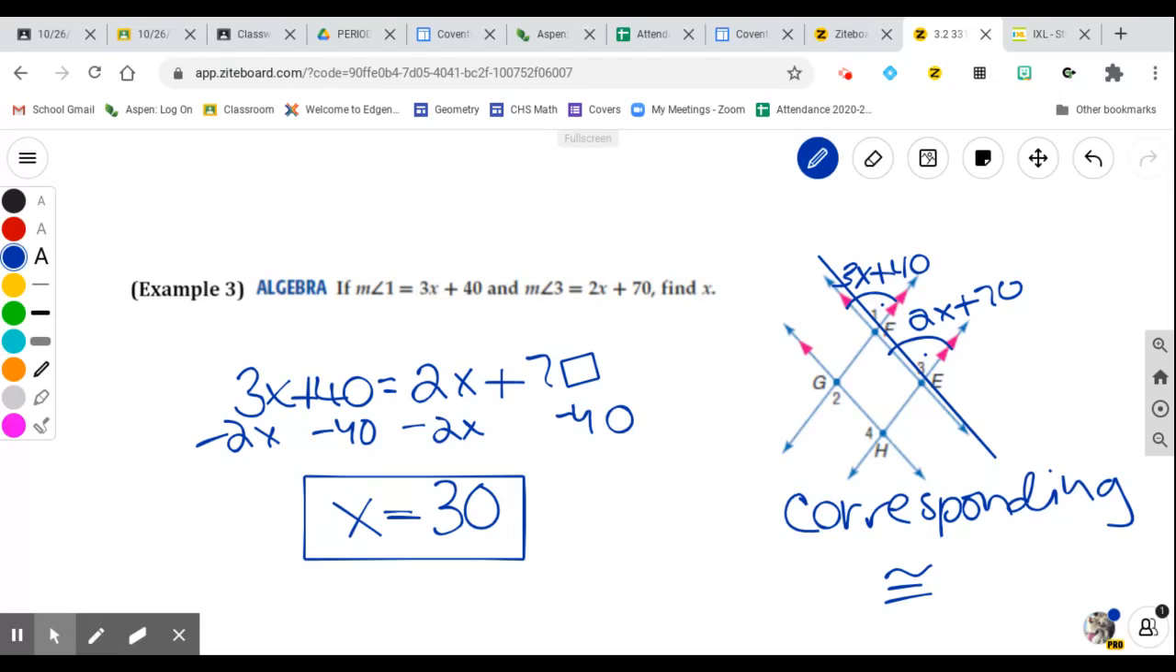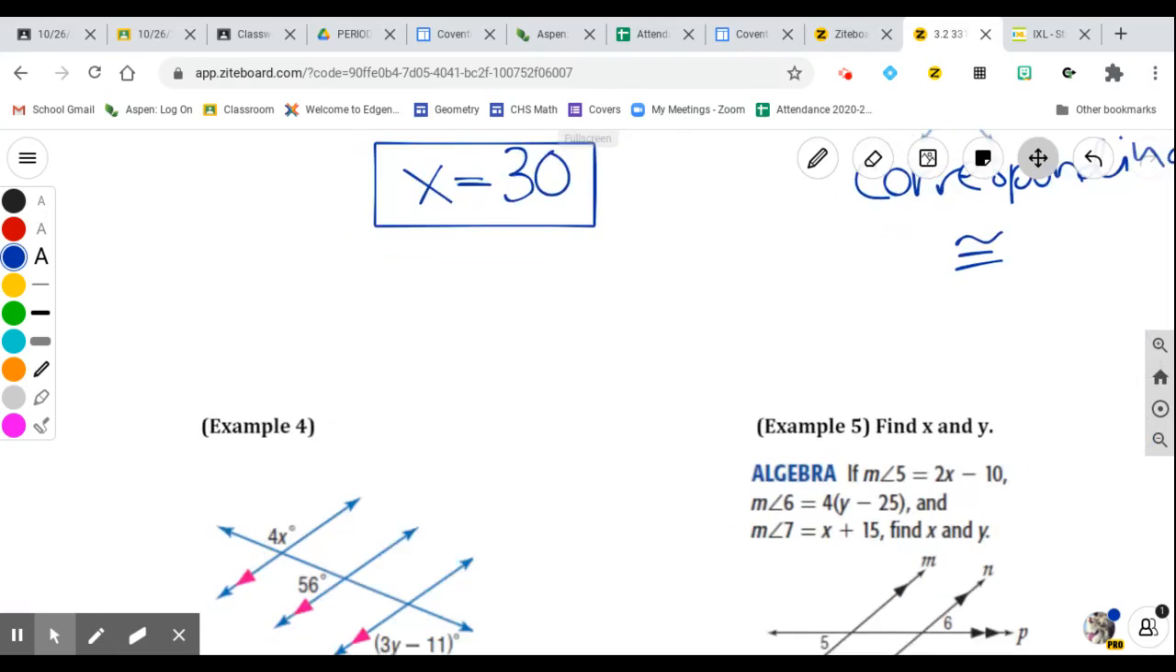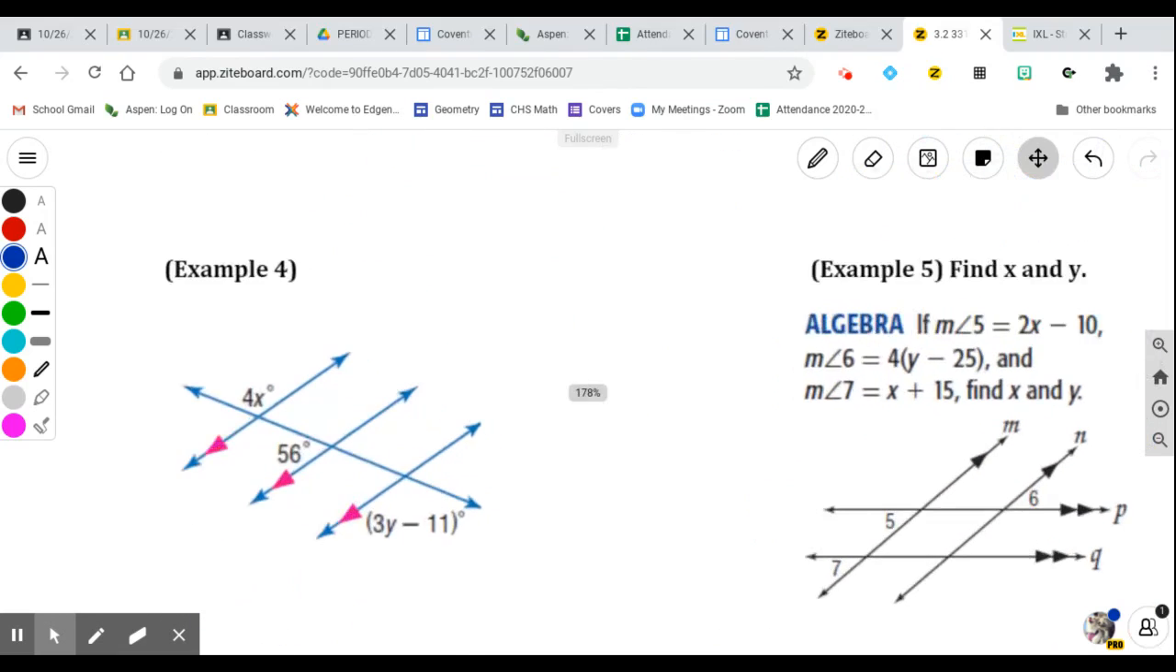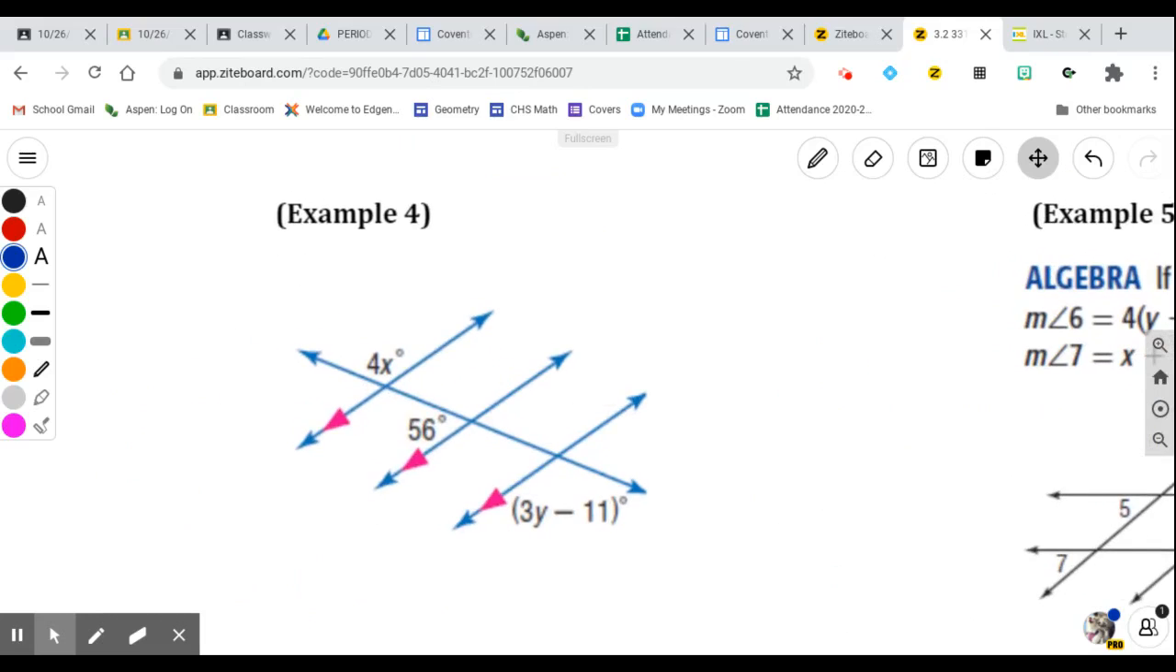If it asked us to find the measures of the angles, you'd have to take 30 and plug it in here and here to get the measures of the angles. So there's the first one-variable problem. Number 4 is one where we have 2 variables, but it doesn't matter which one you find first. So here, I'll show you.